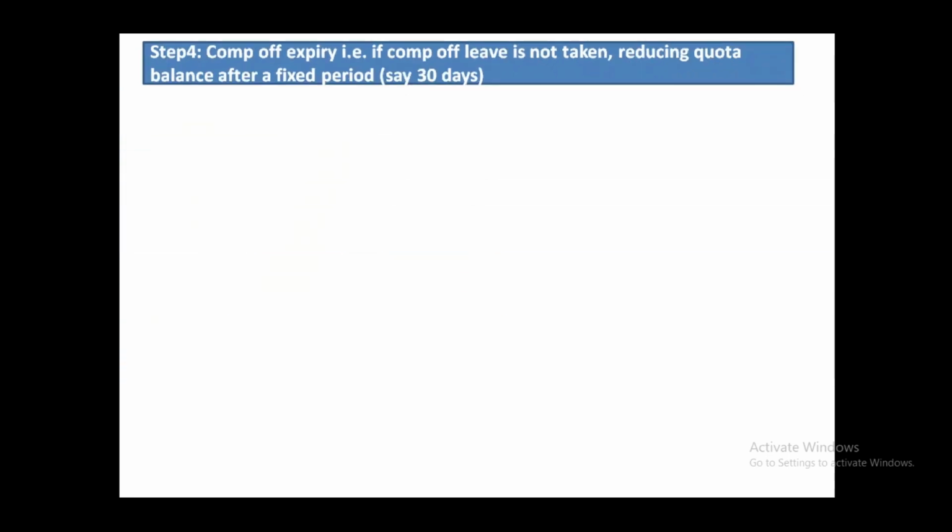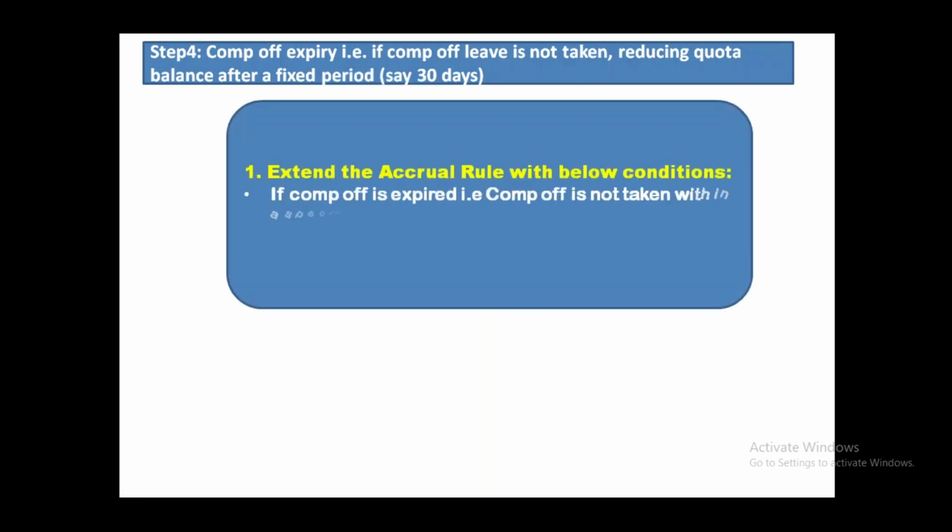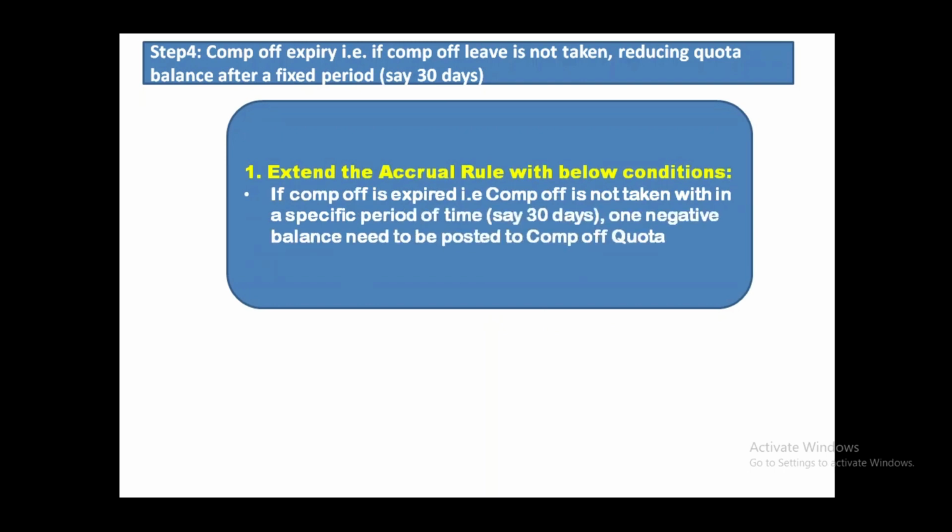And then step 4, as I already told, we have to apply the check whether the comp off is expired or not. Based on that we can restrict the employee from applying for the comp off. Also we need to reduce that balance from the quota if the comp off is expired. To do that, we need to check if the comp off is expired. If the comp off is not taken within a specific period of time, say 30 days, then one negative value needs to be added to the time account quota so that the balance will be deducted from the quota as well.